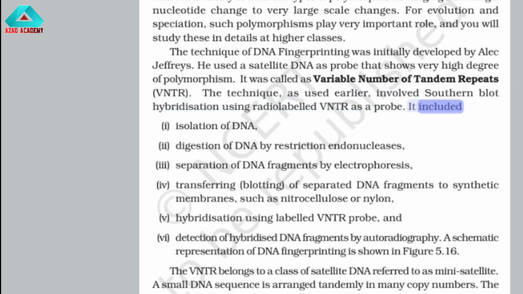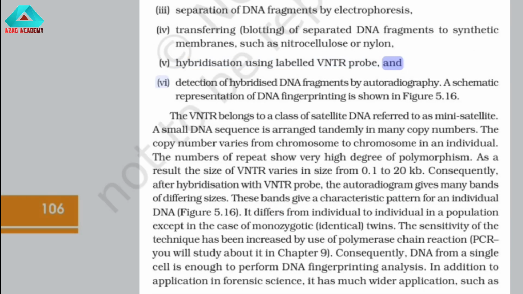The technique, as used earlier, involves Southern blot hybridization using radio-labeled VNTR as a probe. It included: 1. Isolation of DNA, 2. Digestion of DNA by restriction endonucleases, 3. Separation of DNA fragments by electrophoresis, 4. Transferring (blotting) of separated DNA fragments to synthetic membranes such as nitrocellulose or nylon, 5. Hybridization using labeled VNTR probe, and 6. Detection of hybridized DNA fragments by autoradiography. A schematic representation of DNA fingerprinting is shown in the figure.